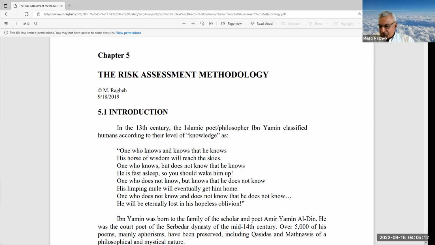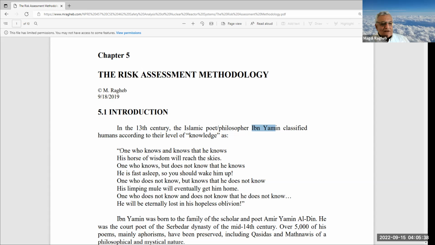As I said, there is a historical background dating back to the Middle Ages about that concept of uncertainty. And this is a poet and philosopher. His name was Ibn Yamin, and he classified humans according to their level of knowledge. It's a fun thing to read here.